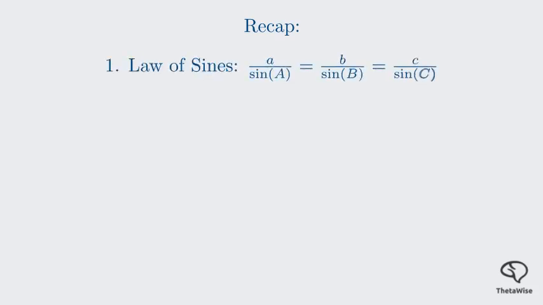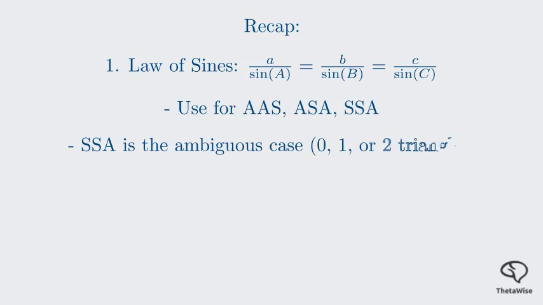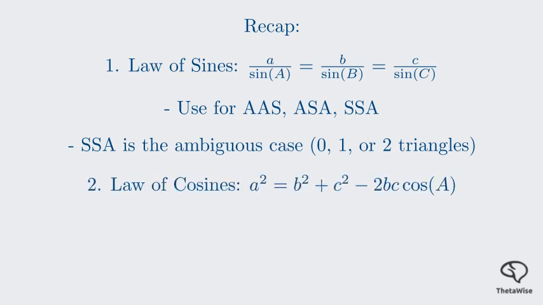Let's quickly recap what we've learned today. We've covered two essential tools for solving non-right triangles. First, the law of sines, which is used for AAS, ASA, and SSA triangles. Remember to be very careful with the SSA case, as it can lead to two triangles, one triangle, or no triangle at all. Second, the law of cosines, which is used for SAS and SSS triangles, is a more general form of the Pythagorean theorem and is your starting point when you don't have a side-angle pair.